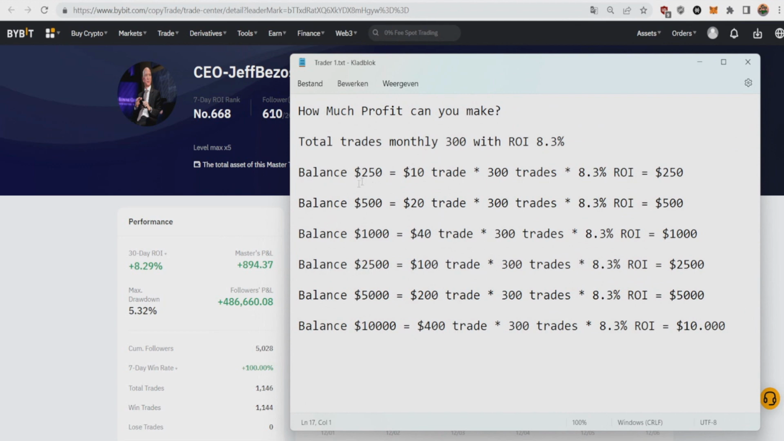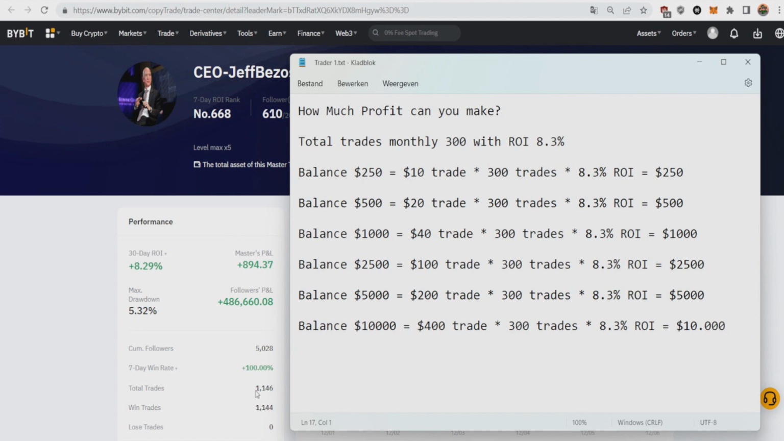So 300 trades with a $250 balance, that would already be $250 in a month. 100% your money back. With $500, already $500. Basically, I don't have to say much. This is exactly what you would have. If you have $20,000, you would have 20,000 after a month. Not every month goes like this, but the previous month would have gone like this.